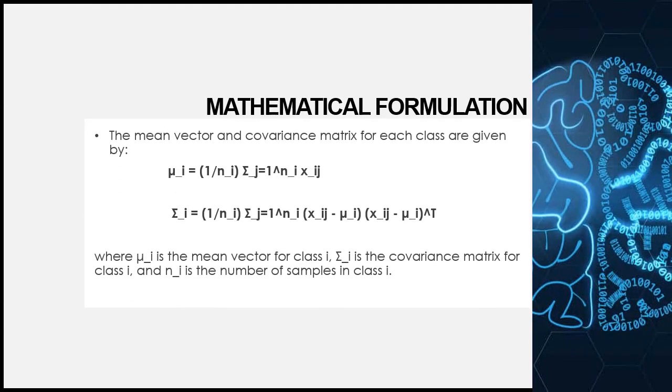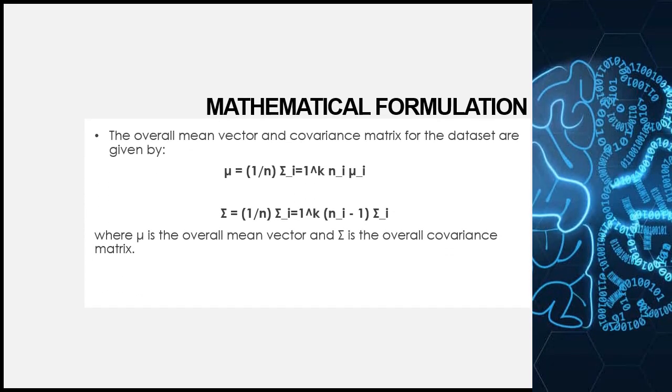The mean vector and covariance matrix for each class are given by the following formulas, where mu_i is the mean vector for class i, sigma_i is the covariance matrix for class i, and n_i is the number of samples in class i. The overall mean vector and covariance matrix for the dataset are given by the following formulas, where mu is the overall mean vector and sigma is the overall covariance matrix.